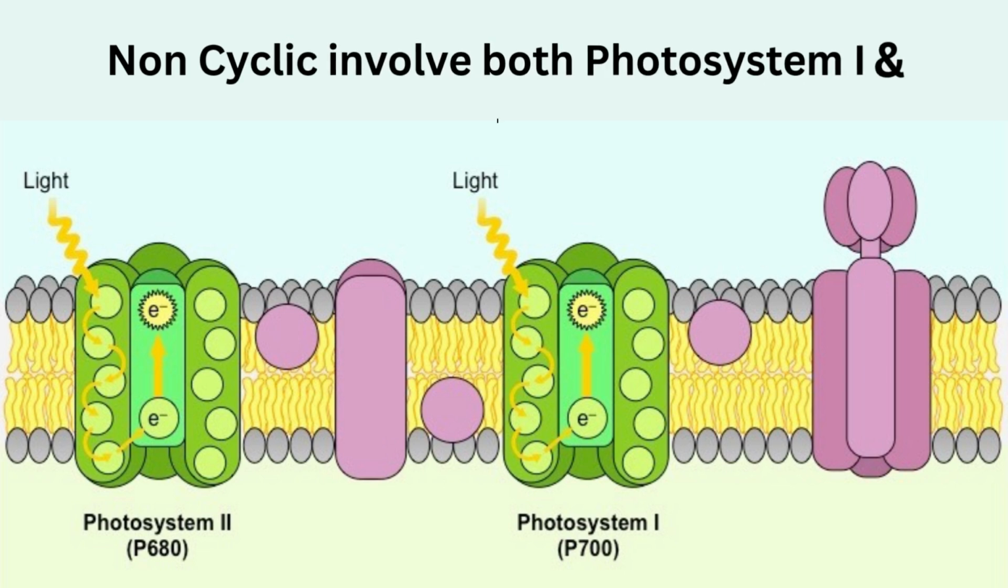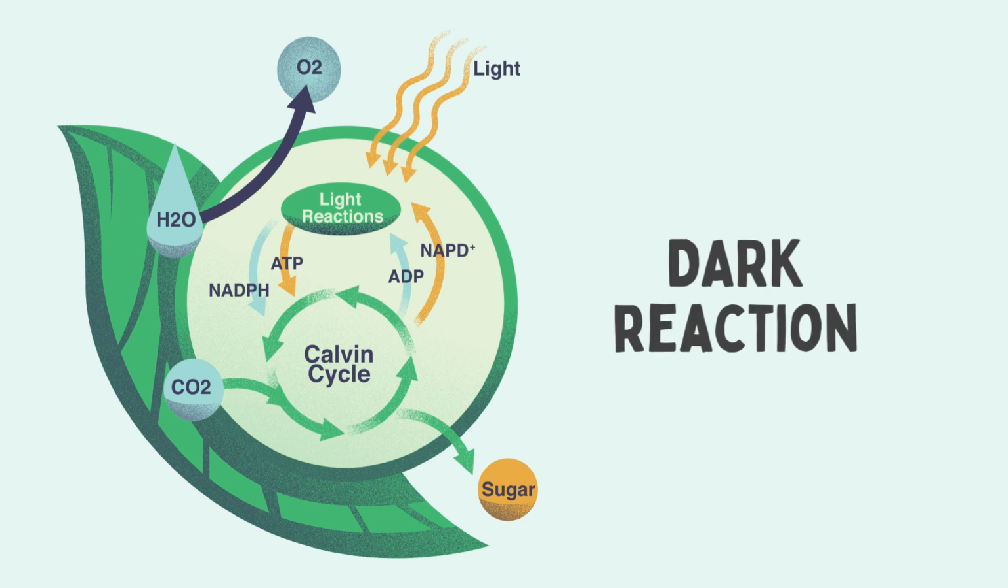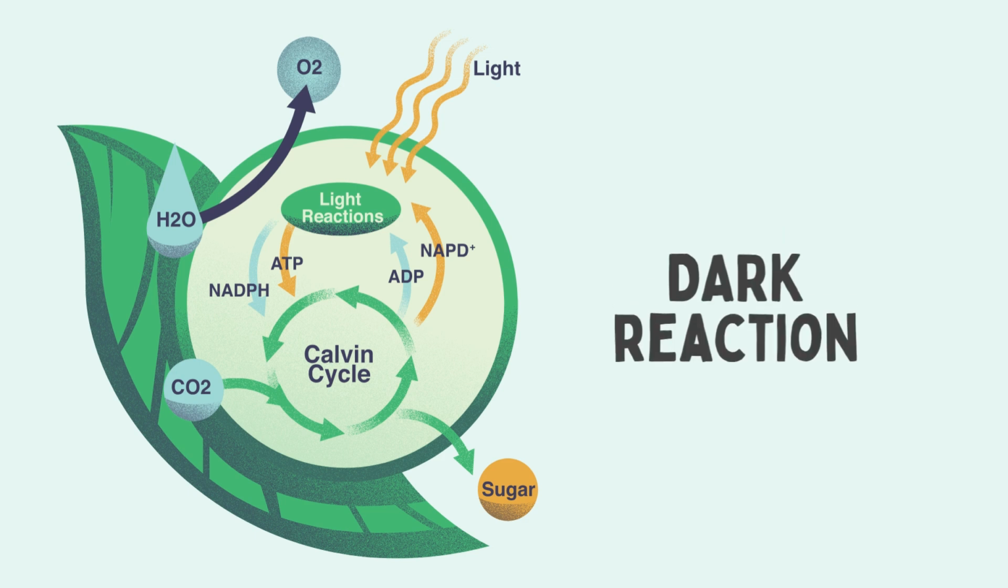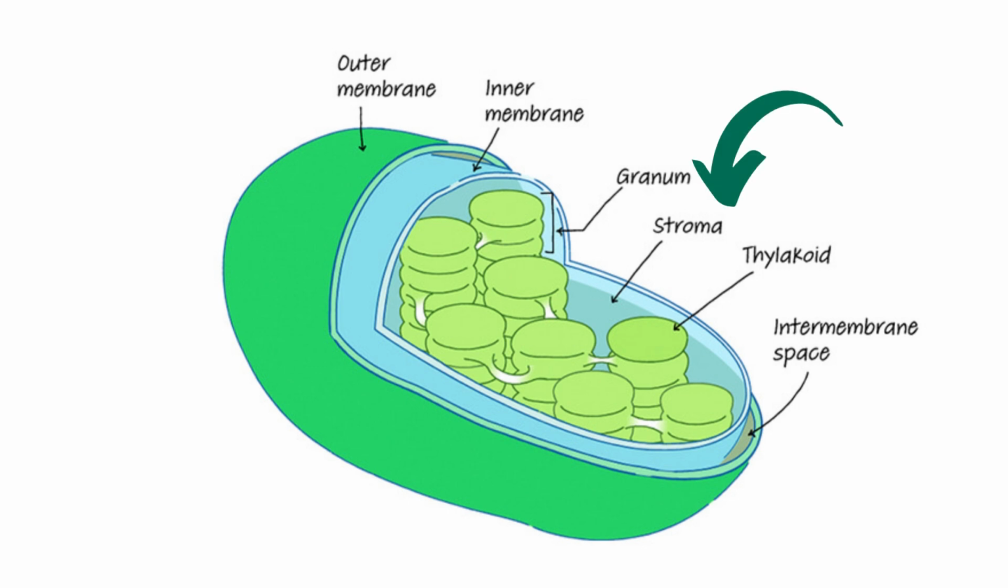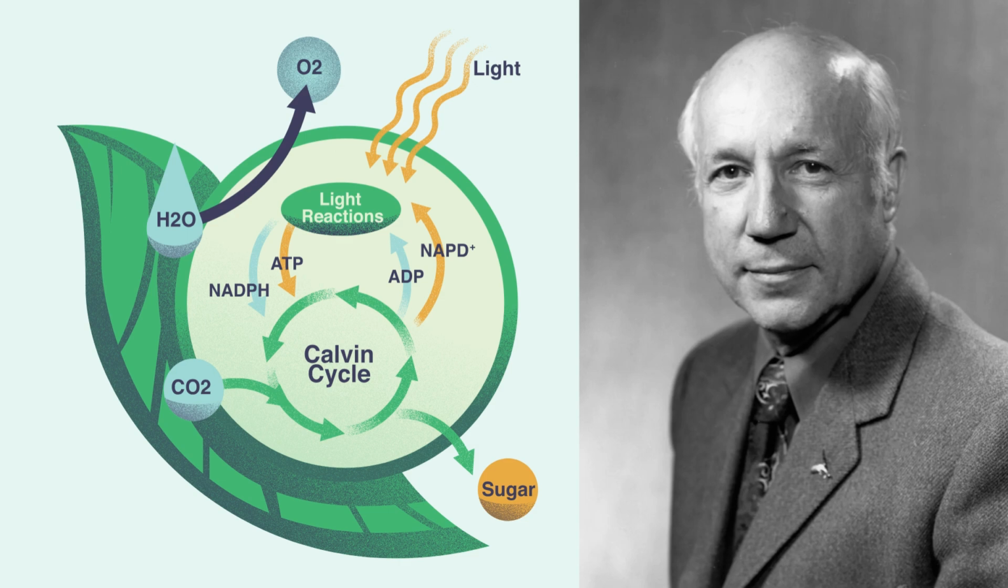Now the next is the dark reaction, also known as the Calvin cycle, and it occurs in the stroma of the chloroplast. This cycle was discovered by Melvin Calvin.